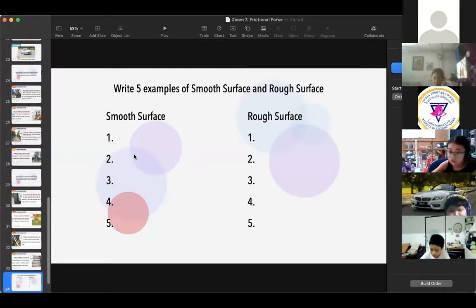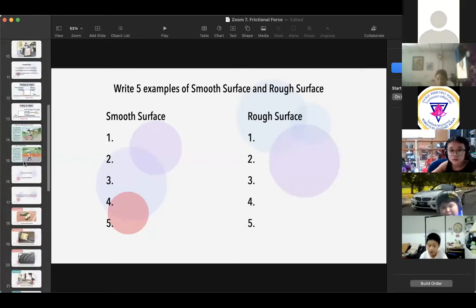Okay, so everyone finish. Next, this one, the small summary for your notebook. This is one of your sheet work. This is sheet work. Five smooth surface and 5 rough surface. Write this one in your notebook.